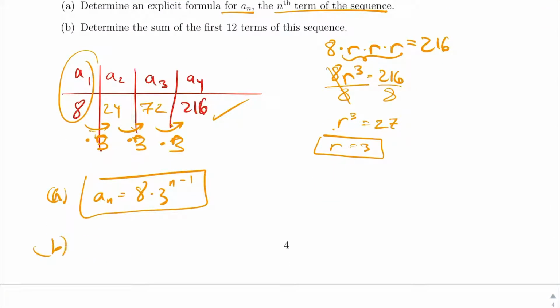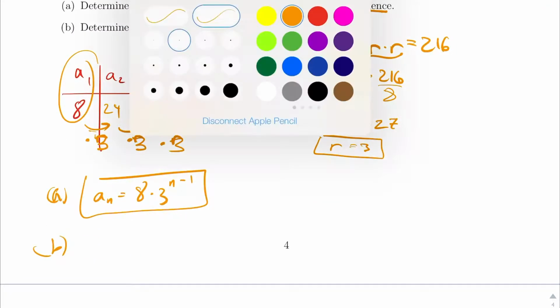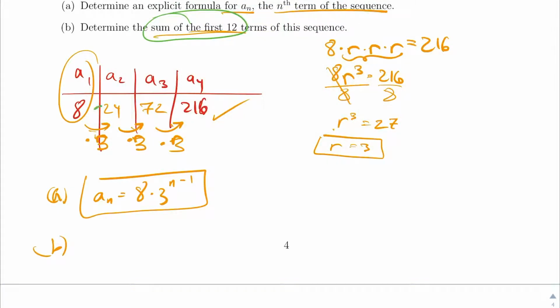Determine the sum of the first 12 terms. So for this part, when we sum it, it's no longer a sequence, it's now a series. So we use our geometric series formula. And we plug in everything to the formula. So we do a1 minus a1 r to the n all over 1 minus r. And that's s sub n.